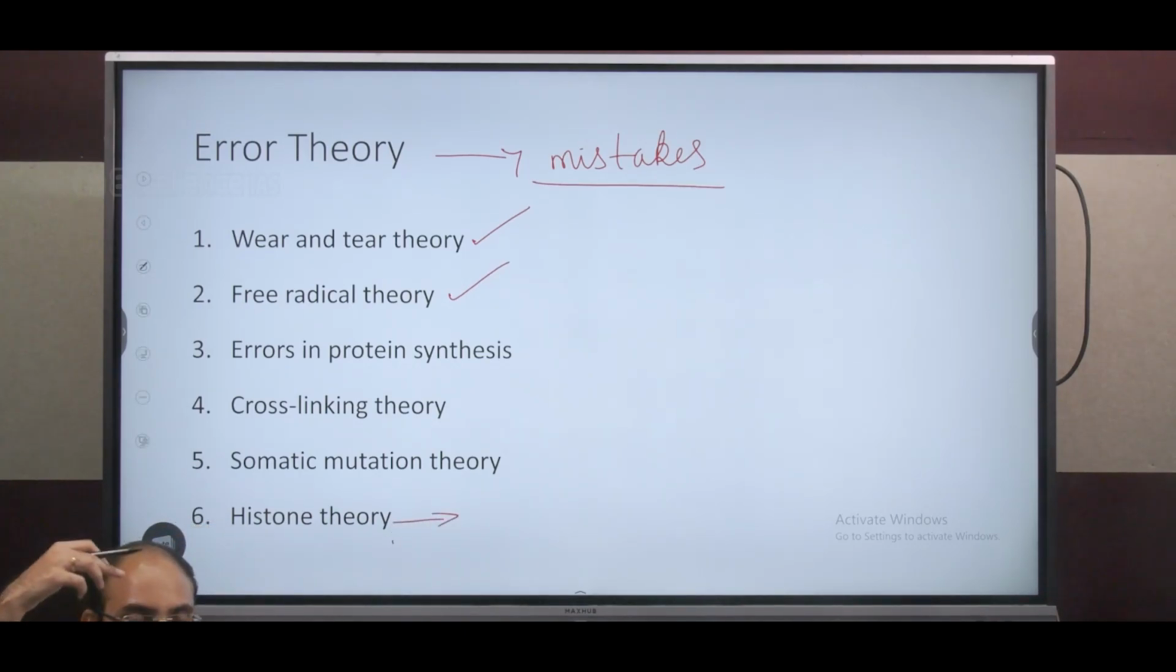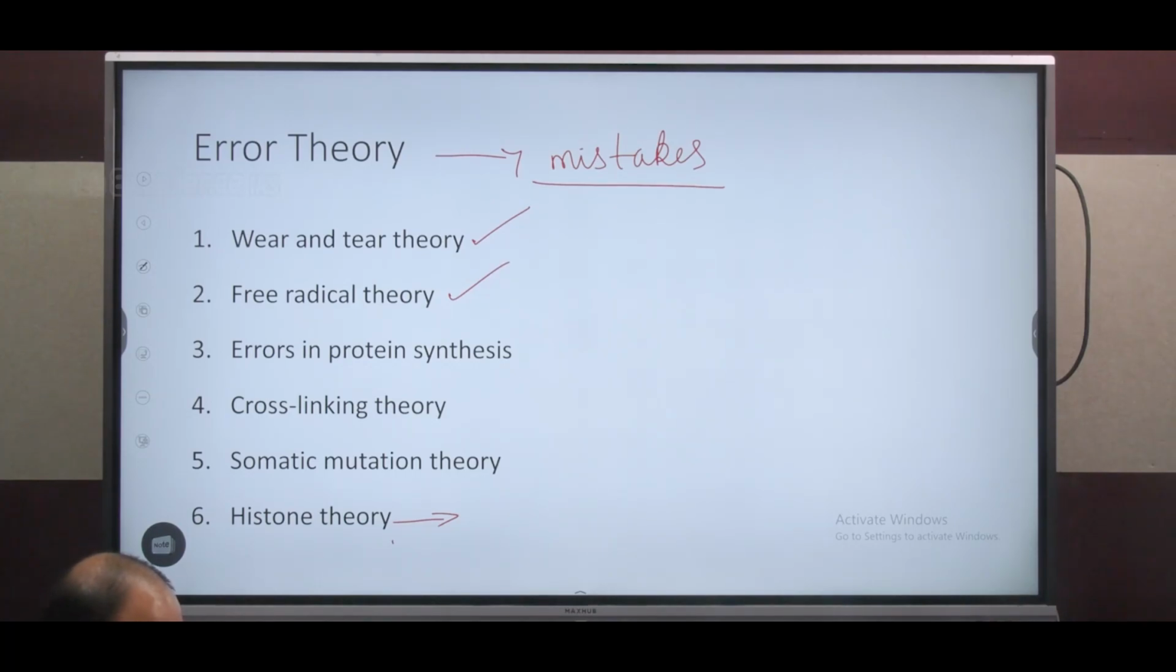And then histone theory tells us that aging is because of the decreasing binding capacity of histones. There are histone proteins which bring the DNA together, and these proteins begin to weaken. The strength with which they are binding the DNA fragments begins to weaken, and because of that aging happens. That is the position of histone theory. So these are the major theories for aging.